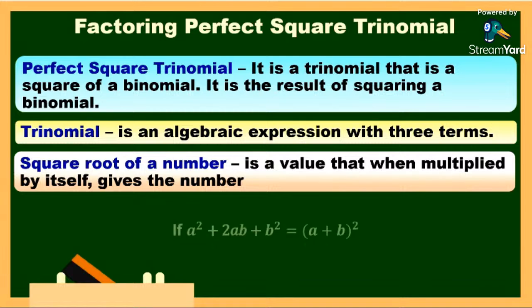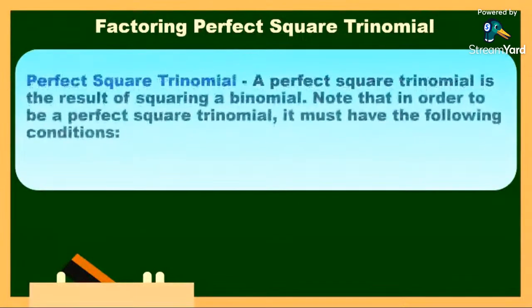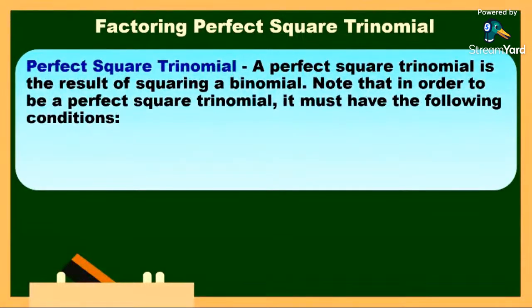Thus, if a squared plus 2ab plus b squared is equal to the quantity of a plus b squared, hence, a squared minus 2ab plus b squared is equal to the quantity of a minus b squared. Perfect square trinomial is the result of squaring a binomial.